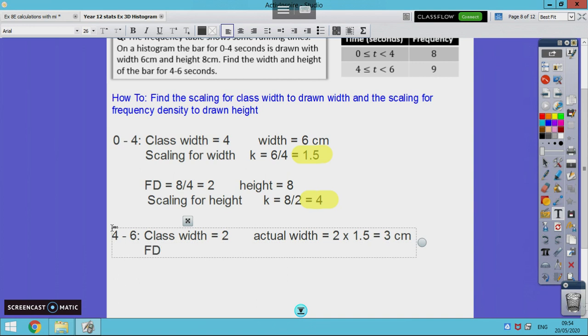Now the frequency density is 9 divided by 2, given by the frequency divided by the class width, which is 4.5. Now the scaling for height is to multiply it by 4, so the actual height on the histogram would be 4.5 multiplied by 4, which is 18 centimetres. Therefore the bar for 4 to 6 would be 3 centimetres wide and 18 centimetres in height. Okay, and those last two bits there are our answers.